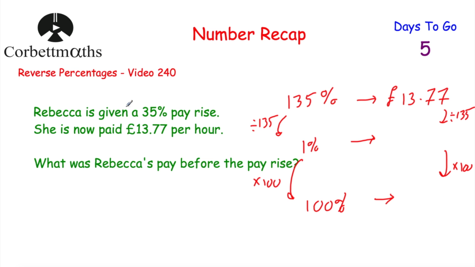Another way to do this question is, if you increase something by 35%, the multiplier would be 1.35. That's how you increase something by 35%. You multiply by 1.35. So to reverse the percentage question, you could divide by the multiplier. So we could take the £13.77 and divide it by 1.35, and then that would be the answer as well. So you could use either approach.